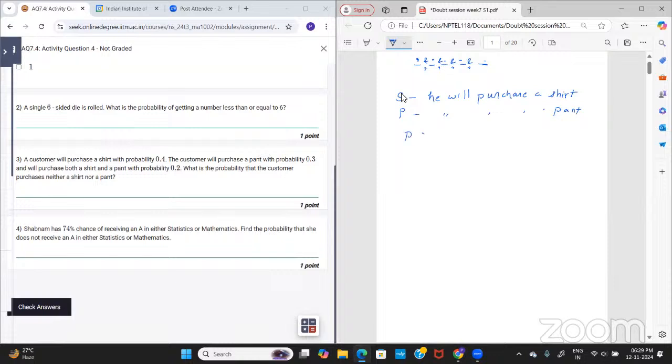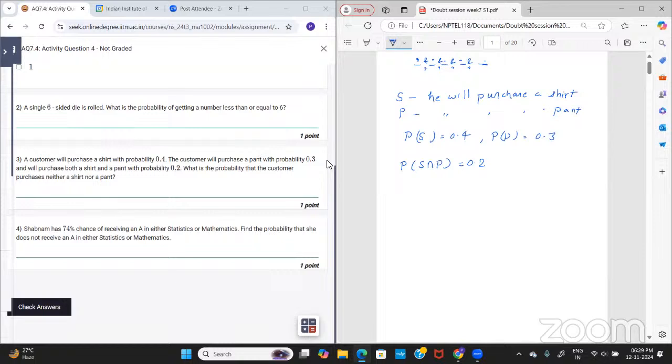So the probability of S is given as 0.4, and the probability of P is given as 0.3. Next, he will purchase both a shirt and a pant, so it will be the probability of S intersection P, right? Yes, ma'am. So it will be 0.2.